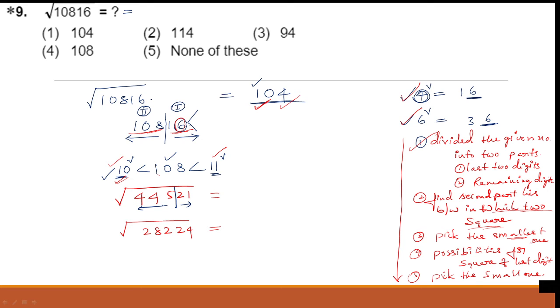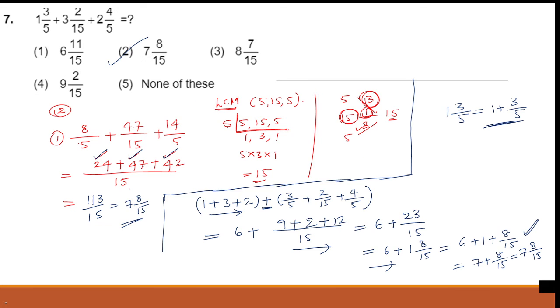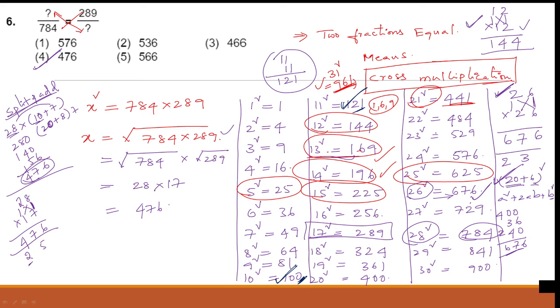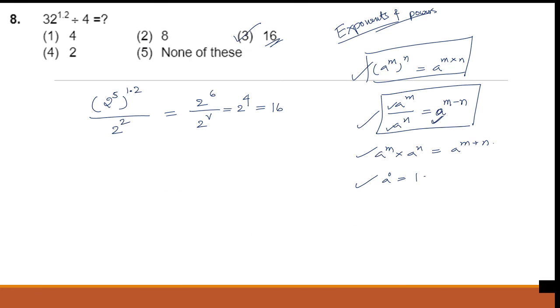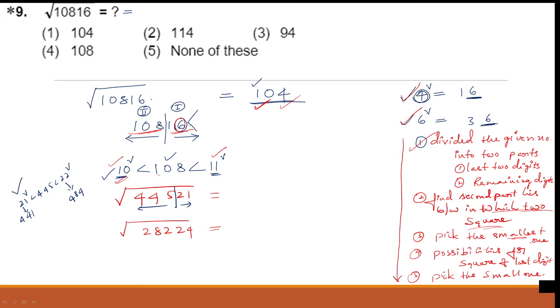Okay, 445 lies between 21 square and 22 square. 21 square is actually 441. 22 square is how much? 484, I think so. Okay, we'll see once again. See here, 22 square is 484, right? Yes. So from these two we need to take the smallest one, that is 21.